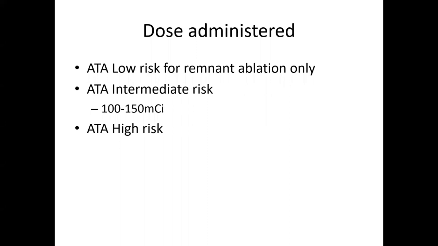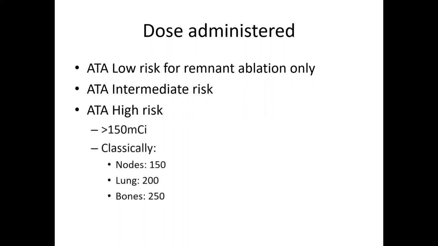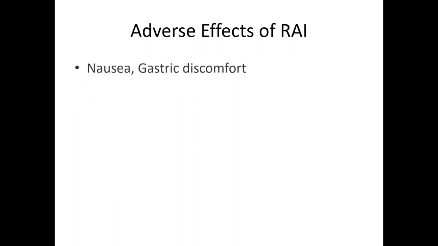If the patient is of the ATA high risk group, we usually give more than 150 millicurie. Classically, a rule, not a textbook rule, but one that is followed throughout in practice: if the patient has nodes, we usually give 150 millicurie. If the patient has lung nodules, we give 200 millicurie, and for skeletal mets, we give 250 millicurie as our therapeutic dose. So what are the adverse effects of radioactive iodine therapy?